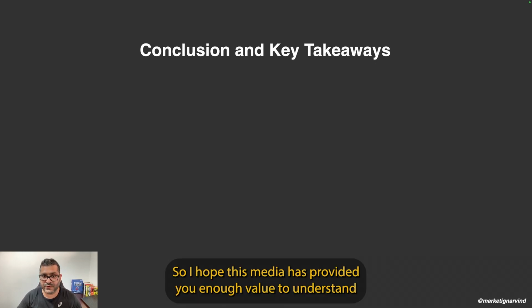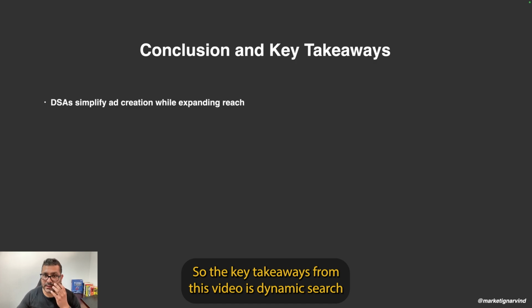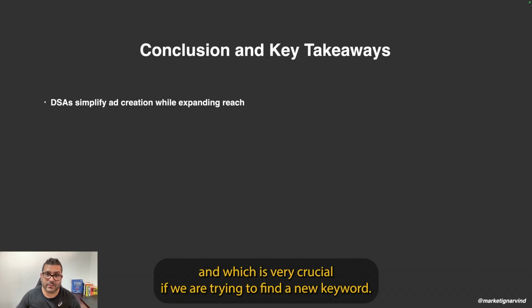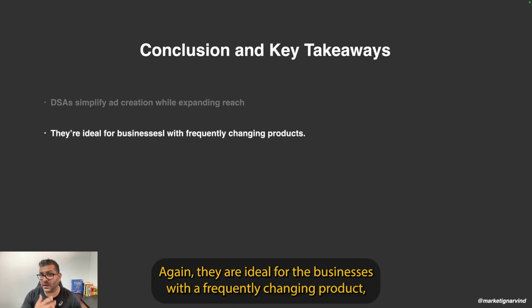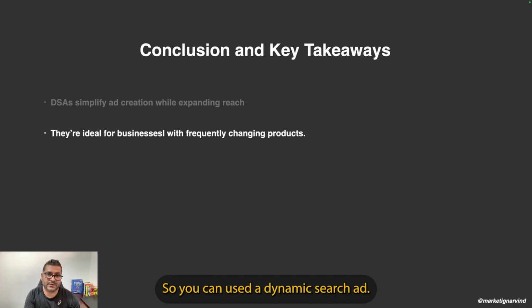So I hope this video has provided you enough value to understand what a dynamic search ad is and how it can be beneficial in your Google Ads strategy. Okay, so the key takeaways from this video: dynamic search ad simplifies our ad creation while expanding our reach, which is very crucial if we are trying to find new keywords. They are ideal for businesses with frequently changing products, like a larger e-commerce store, or if you have a larger content site, so you can use a dynamic search ad.